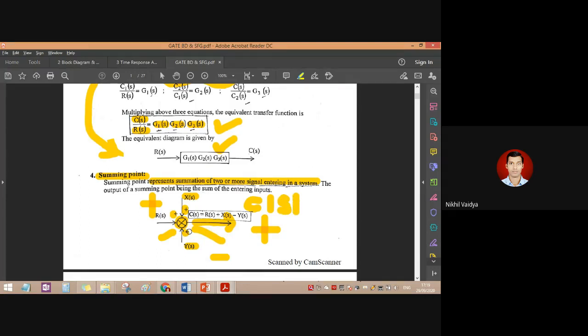What are the inputs? It is very similar to our Kirchhoff's current law. What is Kirchhoff's current law? The summation of incoming current is equal to outgoing current. So see how many arrows are coming towards this summing point? 3 arrows. What are the values? X of s, R of s and Y of s, and they are already mentioned with their particular signs. So C of s is equal to plus R of s, then plus X of s, and minus Y of s.